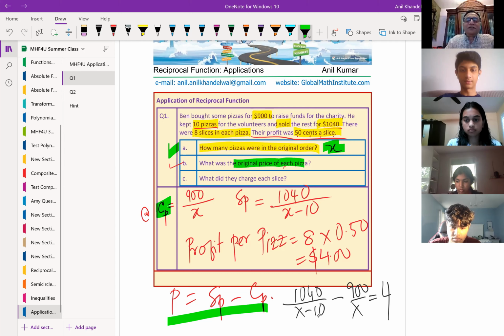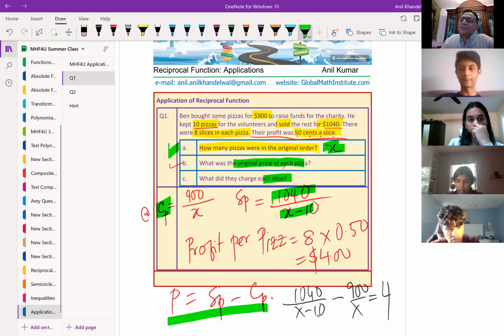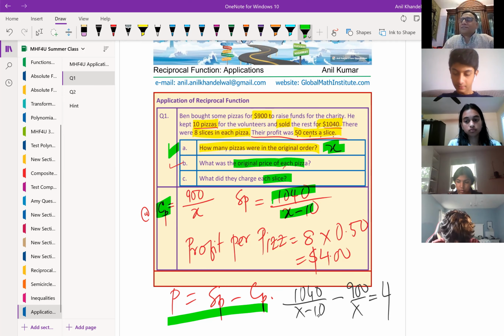What did they charge per slice? You have to find the selling price of each pizza, then divide by 8 per slice. Correct? Because this is the selling price of 8 slices, you divide by 8 to get the price per slice.